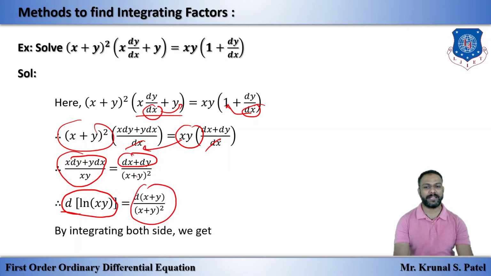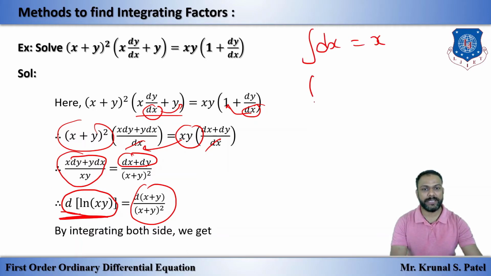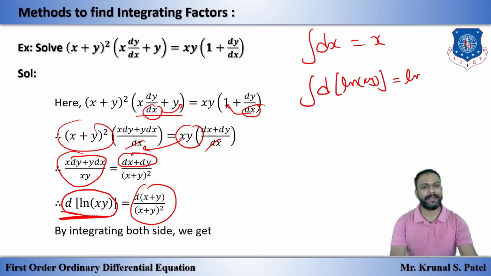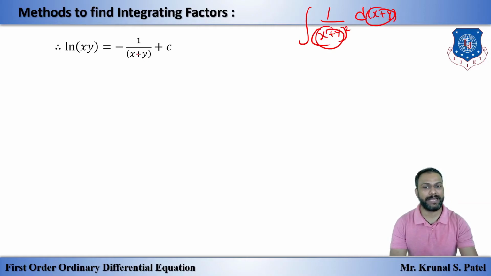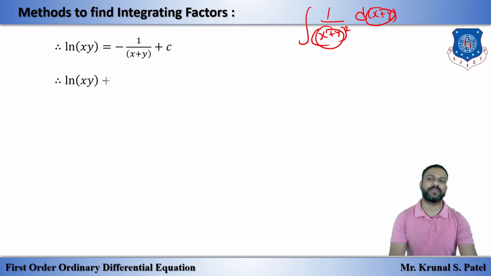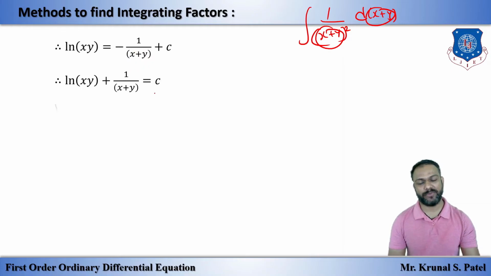Now by integrating both sides, we have integration of this, and then integration of dx is what? x. So integration of d ln xy is what? Ln xy, simple. So we have ln xy, and on the left hand side integration of 1 upon (x plus y) whole square d(x plus y). As I told, this is our t square, so minus 1 by t, simple. So this is our final answer by simplifying this term.